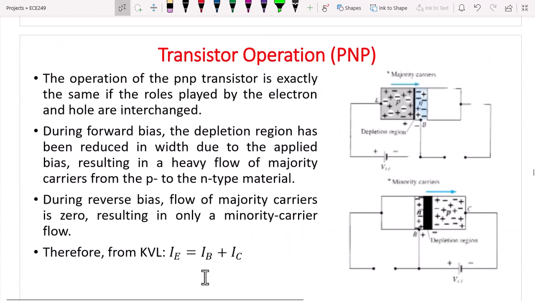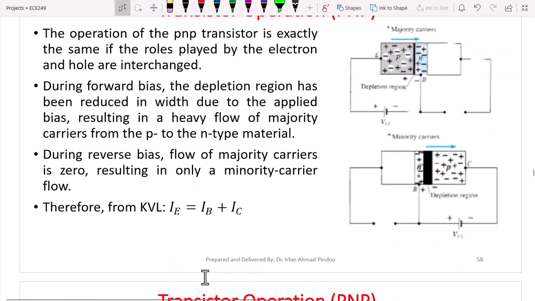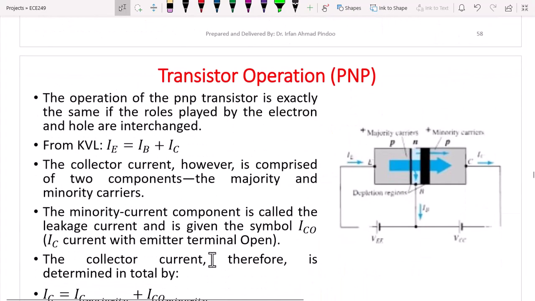In the same way, you can also explain the PNP operation as well. Only the story you have to start with holes. Like in NPN, we talk about electrons, here you have to repeat the same thing with respect to holes.